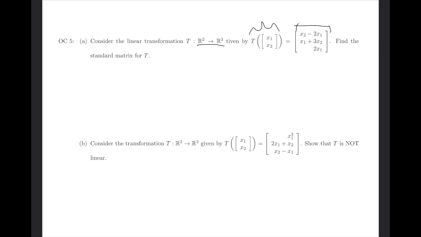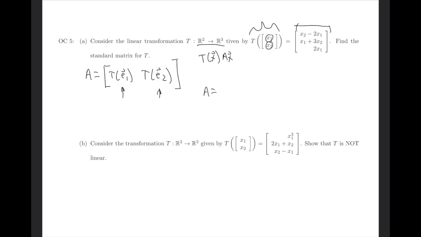Doing this is simply A is going to be equal to T of E1, and then T of E2, because we have two variables here. So it's going to look like this. And then we're saying that T of X is going to output some vector AX. So let's go ahead and find what T of E1 and T of E2 is.